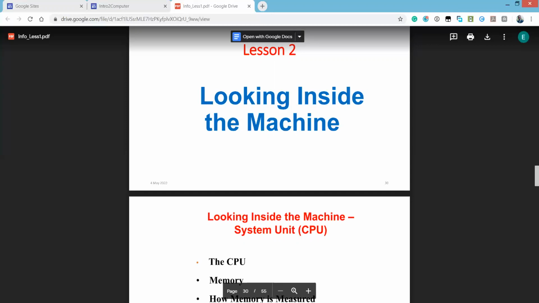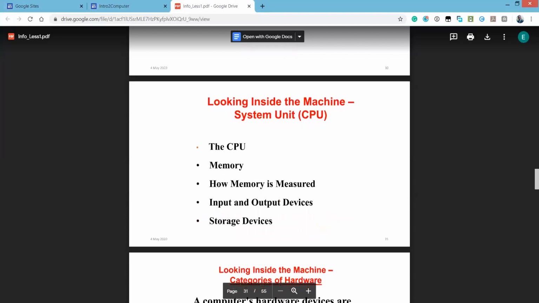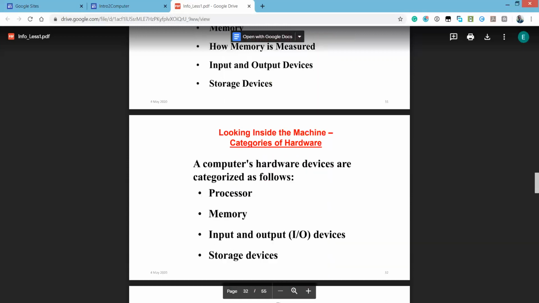So basically, you know what a computer is and what it can do. So we just want to go inside a computer to see what processes go on in there. All right, so now looking inside a computer system, we have the system unit. We're going to talk about memory. We're going to talk about how memory is being measured. We're going to talk about input and output devices. We're going to talk about storage devices as well.